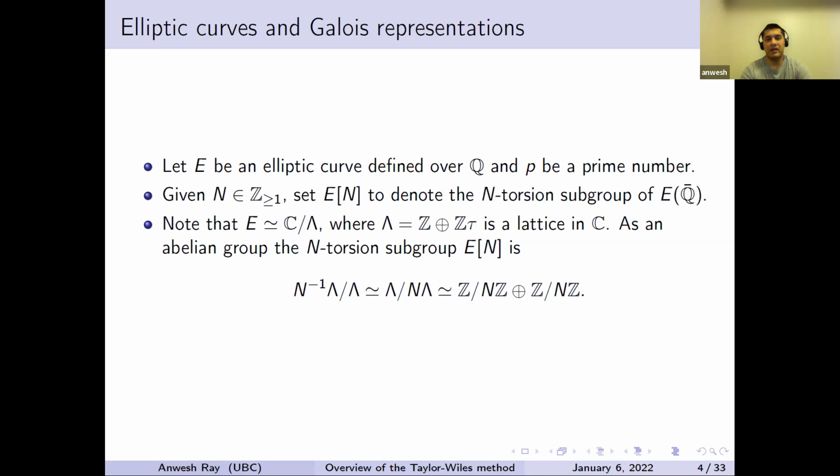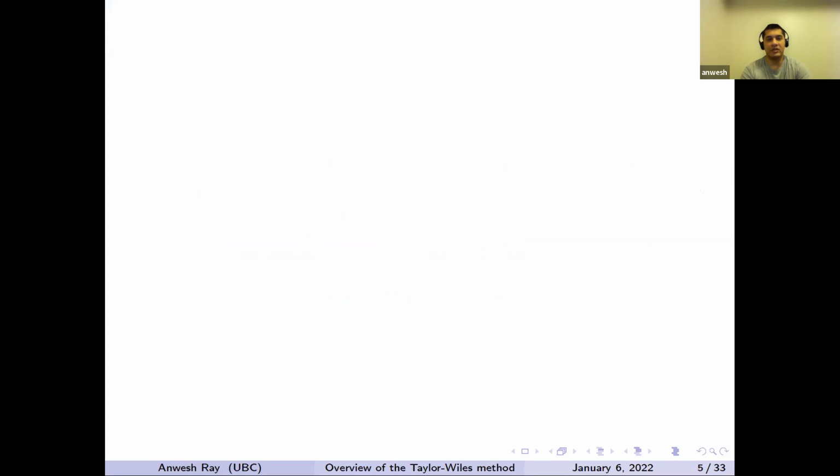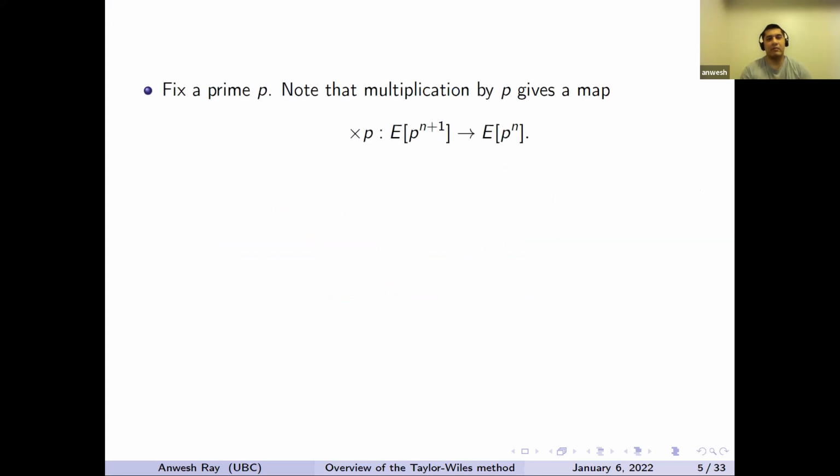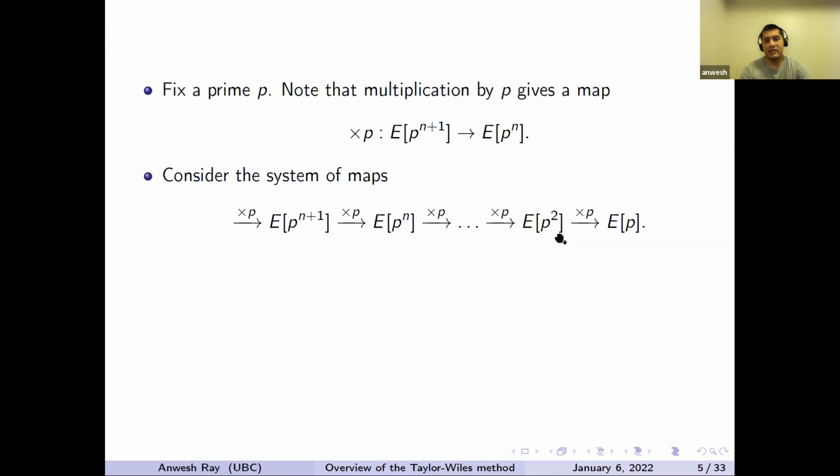So a two-dimensional representation. So the point is, we want to fix a prime number and get a representation for every single prime number. So let's fix a prime number p. So multiplication by p gives us a map from the p^(n+1) torsion to the p^n torsion. And as a result of this, we get a system of maps. So for instance, we get a map from E[p^2] to E[p], and then we have a map from E[p^3] to E[p^2], etc.